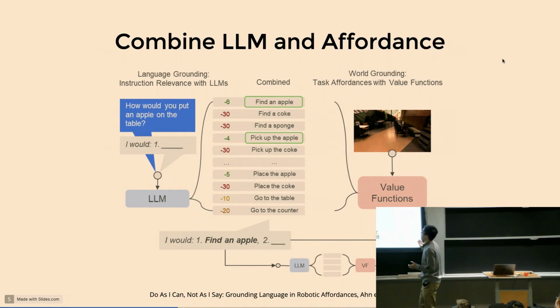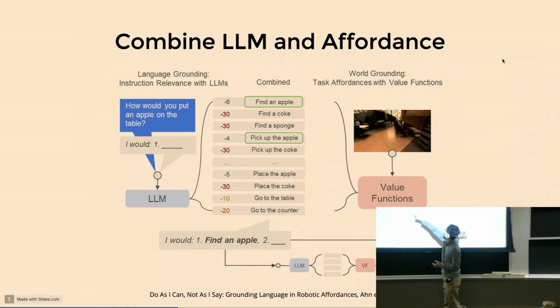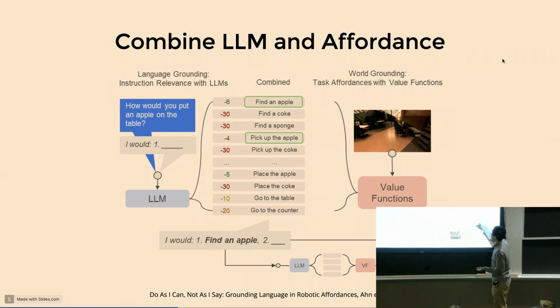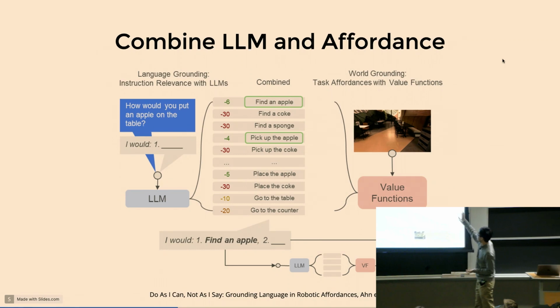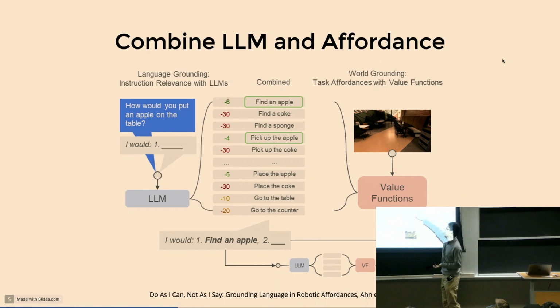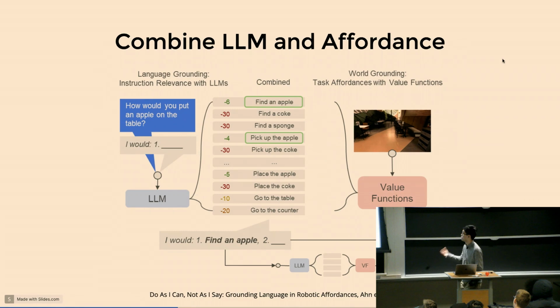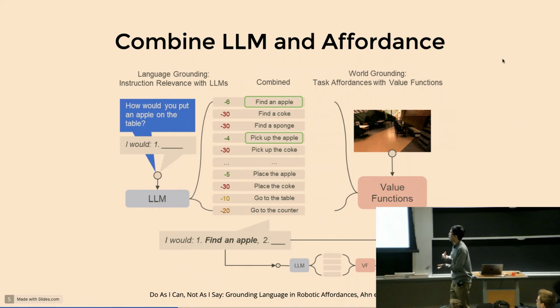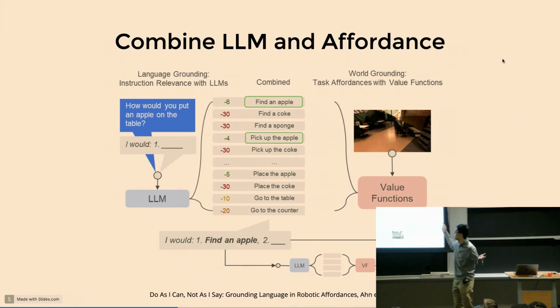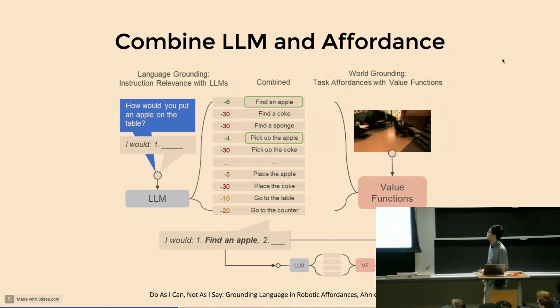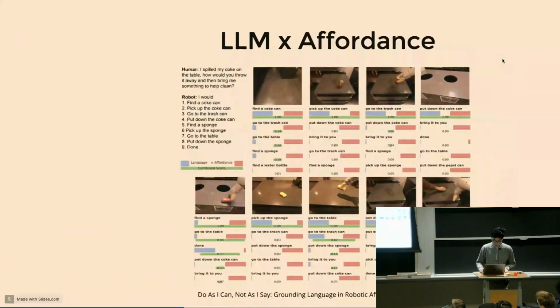So previously, how would you put an apple on the table? The language model would assign a bunch of probabilities to each option. And there is affordance that's conditional on image observation. You will also be able to predict the score about how likely I can achieve each of the tasks. And by taking the sum of them, these are the log likelihoods, by just taking the sum is equivalent to multiplying their probability, and they will be able to get an overall likelihood for choosing the next skill.